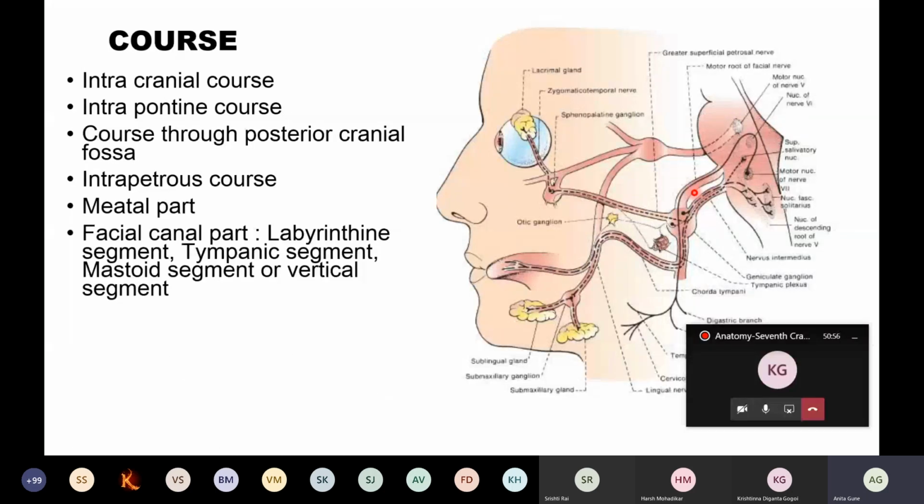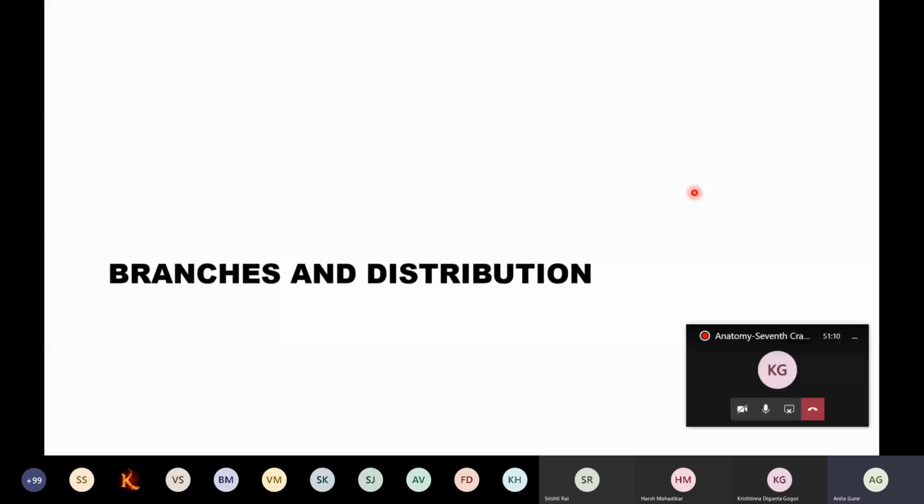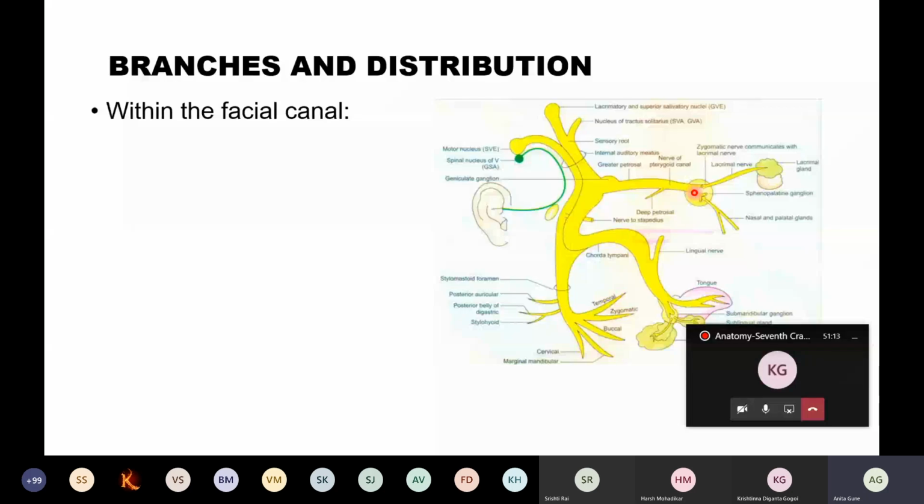In the facial canal, we saw 3 parts: labyrinthine segment, tympanic segment, and mastoid segment. It came out from the cranium through the stylomastoid foramen. Then in the extracranial course, we saw it pierced the posterior medial surface of the parotid gland to give the terminal branches. What were the branches?